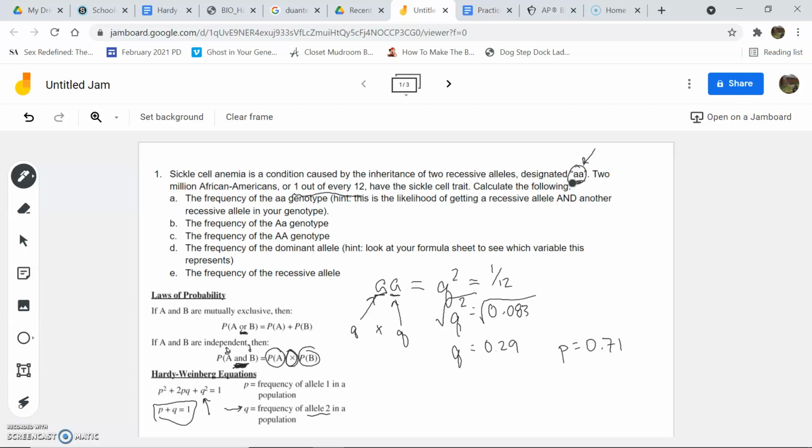The first speed bump of these problems is always to try to get to either Q or P, and then as soon as you have P and Q, you can get everything else. So let's look at letter B here. It says, what's the frequency of big A, little a?